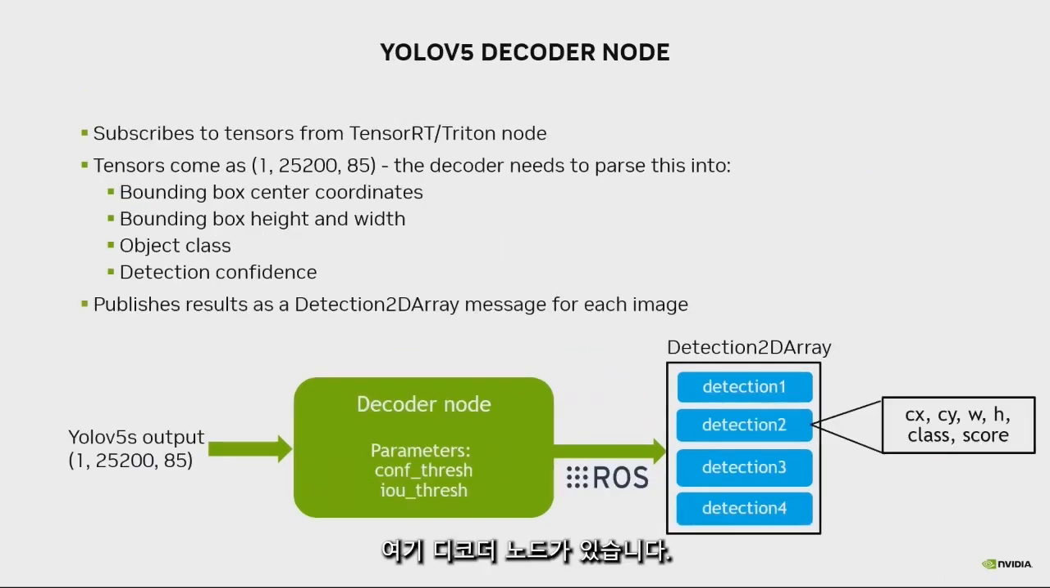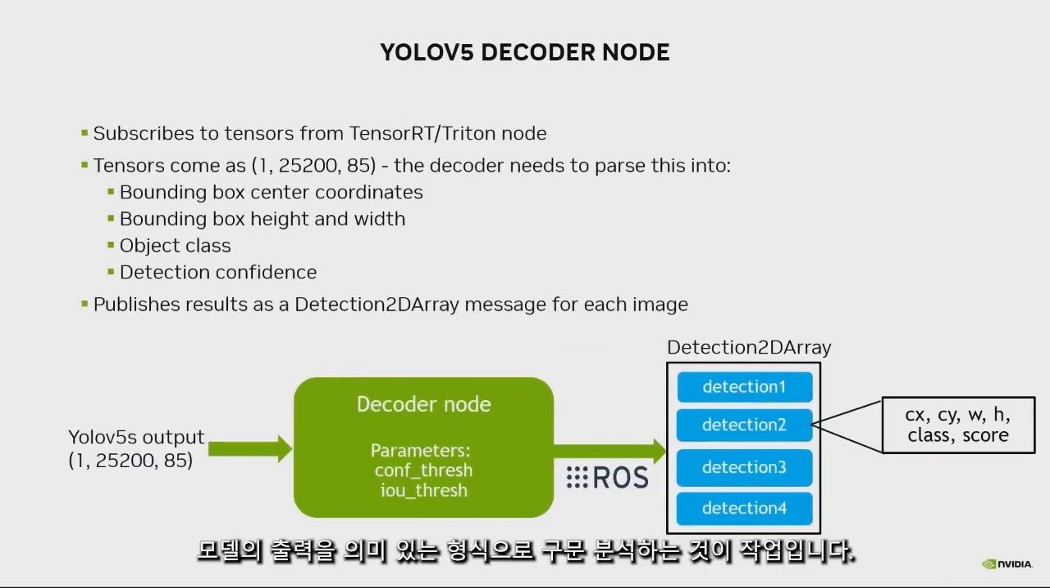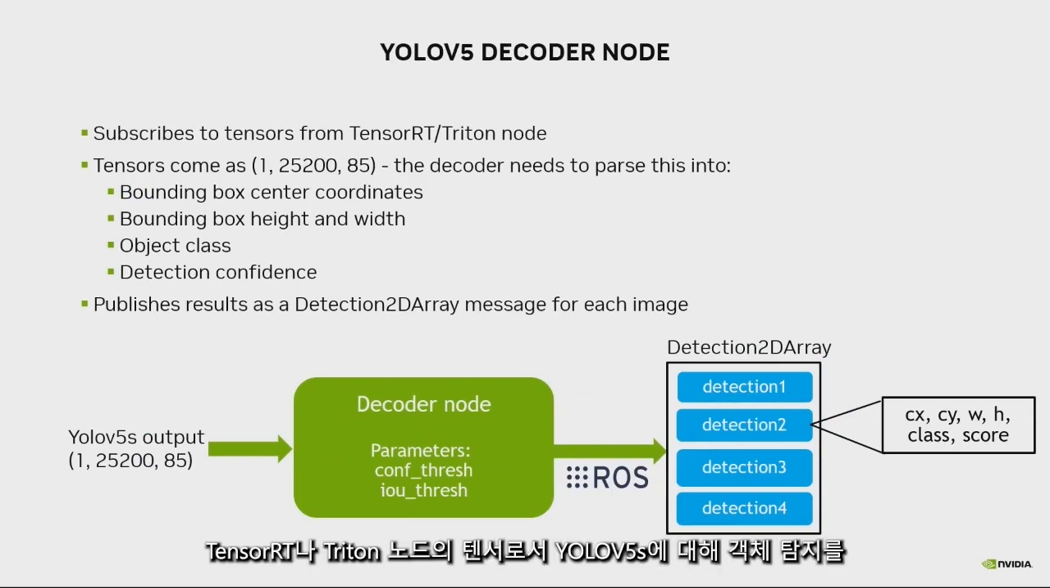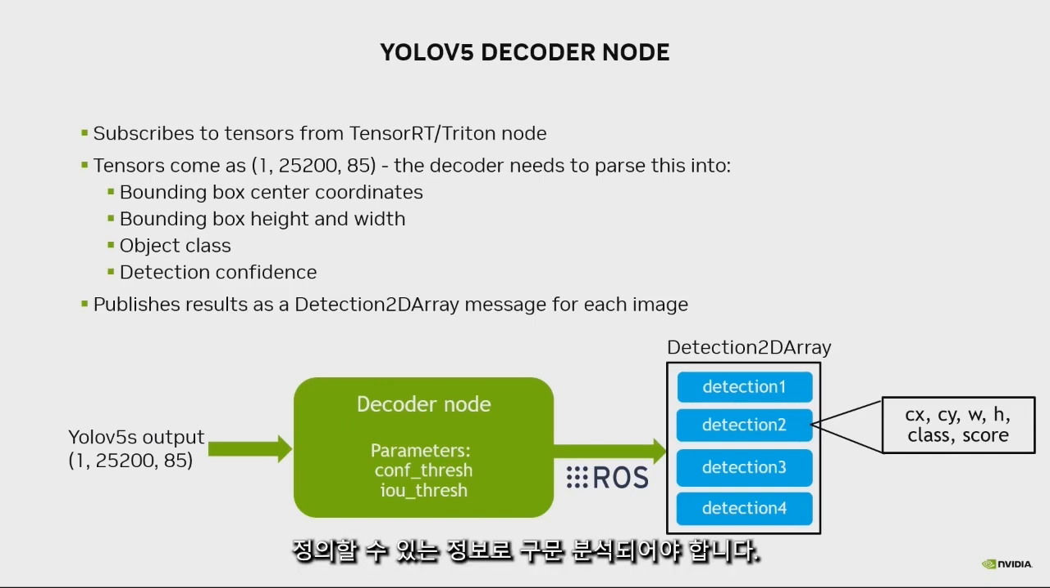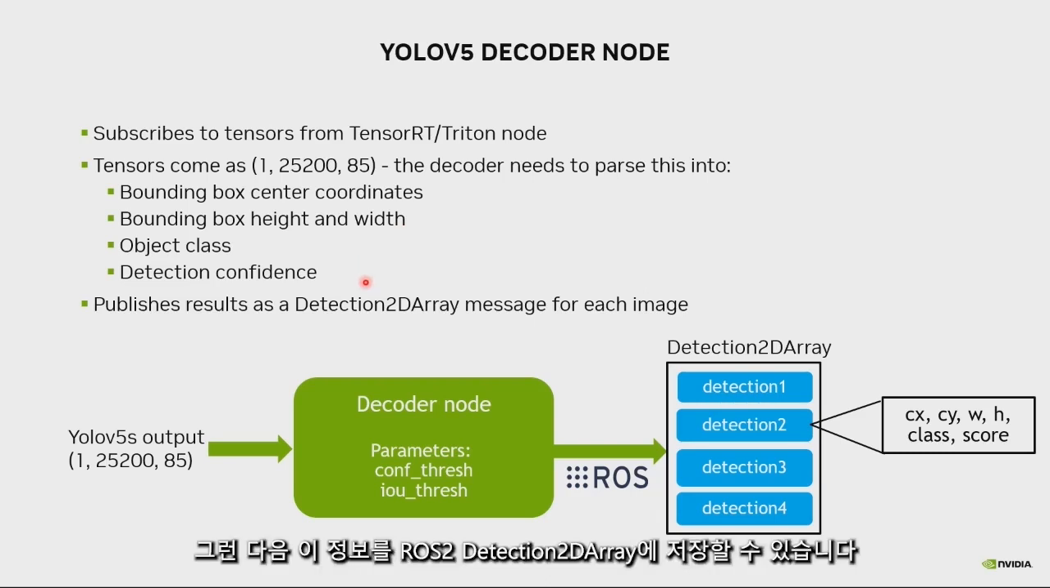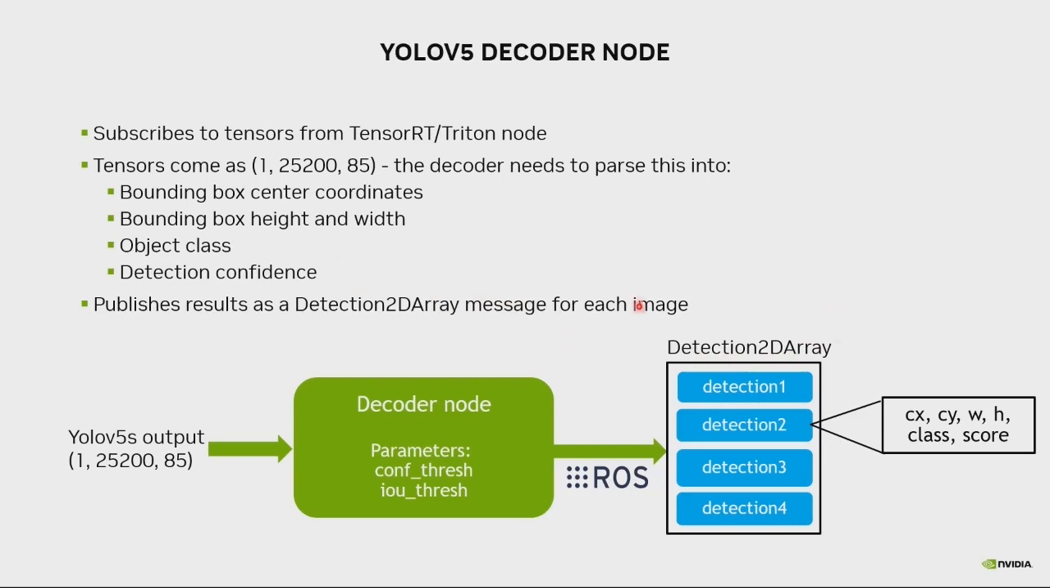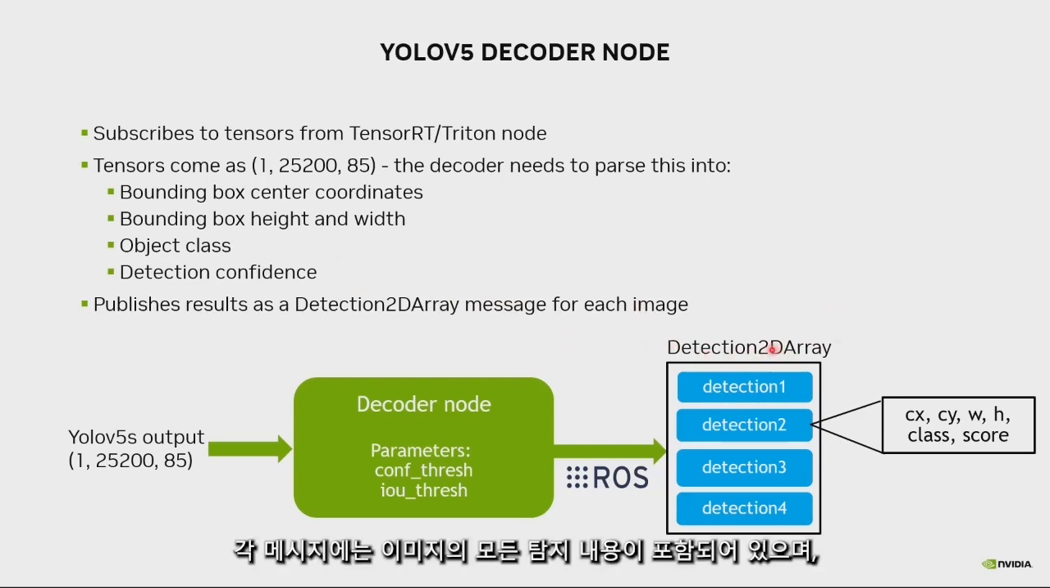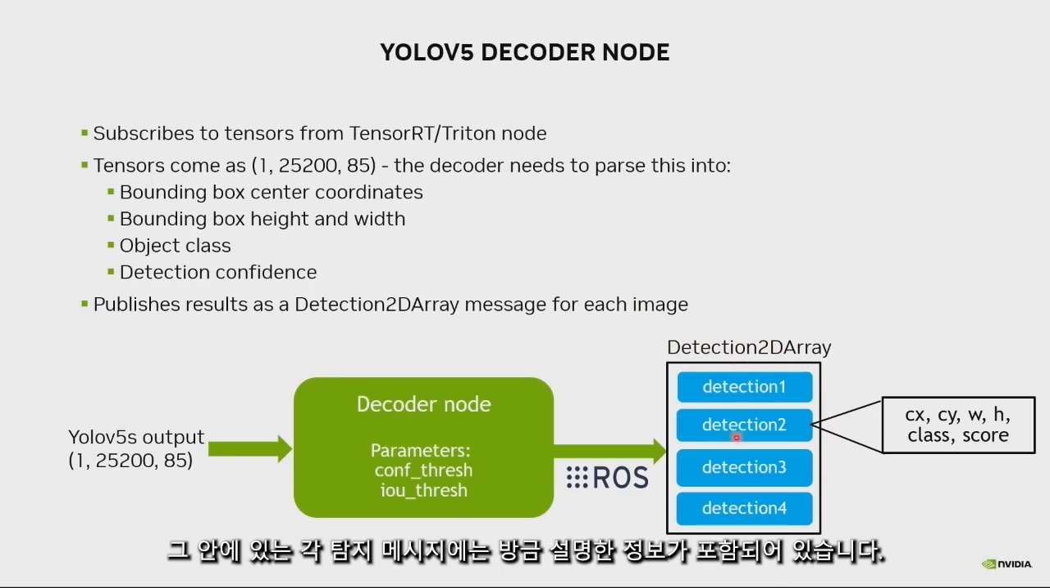Here is the decoder node. Its job is to parse your model's output into a meaningful format. For YOLO v5s, tensors from the TensorRT or Triton inference node need to be parsed into information that can define object detections. For each object, this includes bounding box information, so that would be the bounding box center coordinates, the bounding box height and width, the object category or class, and the confidence score. This information can then be packed into a ROS2 Detection2DArray message. So each Detection2DArray message contains all the detections in an image, and each detection message within it holds the information we just talked about.